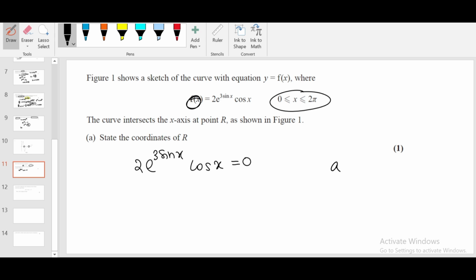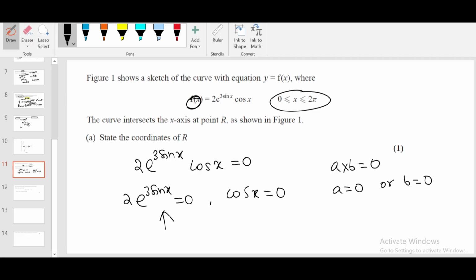So when a times b is equal to 0, either a is 0 or b is 0. You need to equate them separately to 0. So in this case, I'm going to equate them separately to 0. e power 3 sine x is equal to 0 or cos x is equal to 0. Here this is not possible because e power minus infinity is 0. So forget about this equation. You don't need to write anything, just a 1 mark question.